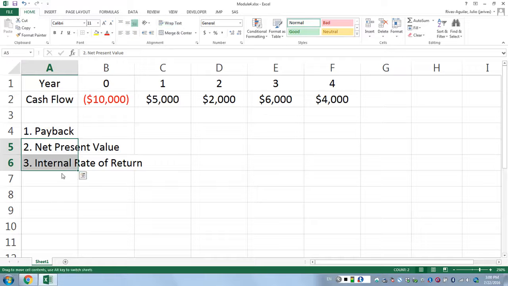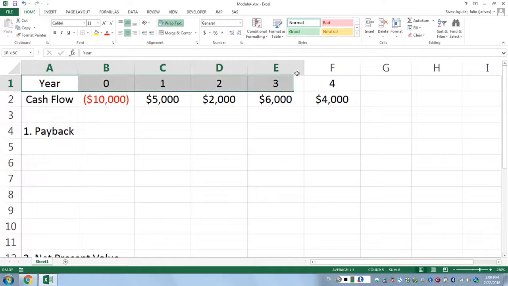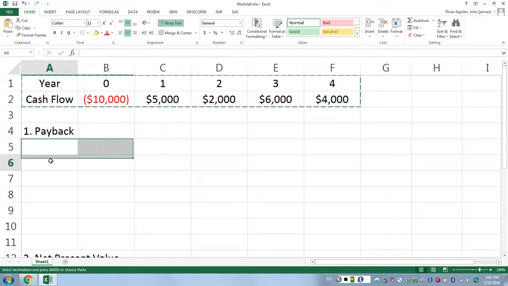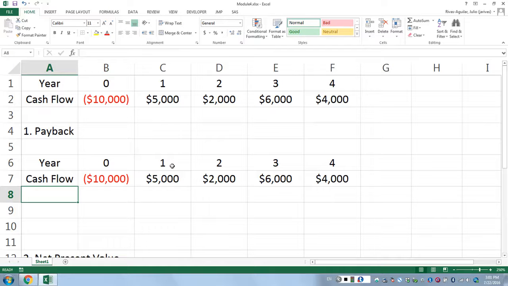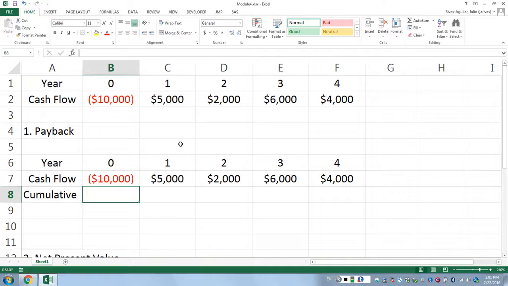So I'm going to move these down, and I'm going to copy our cash flows, and we're going to work with payback. Payback is basically a very intuitive and straightforward method. How long does it take for me to get my money back? In order to do that, we're going to add a line called the cumulative cash flow. It's pretty much the balance. How much do I owe by the end of the year in order to break even?